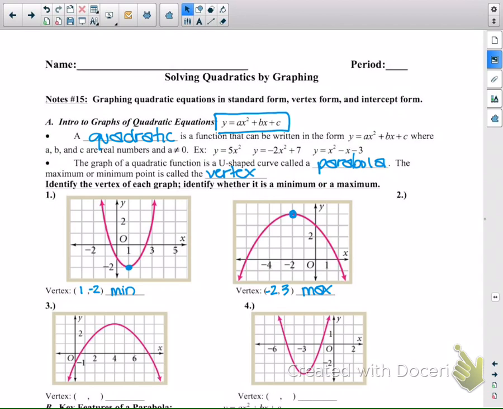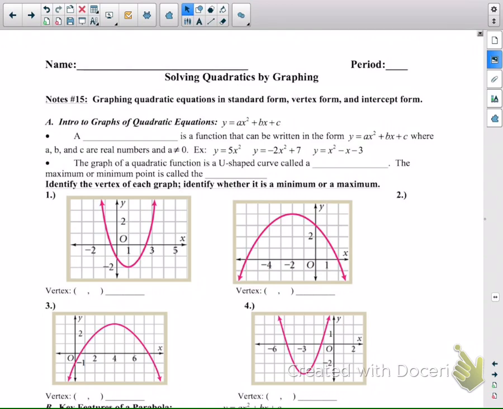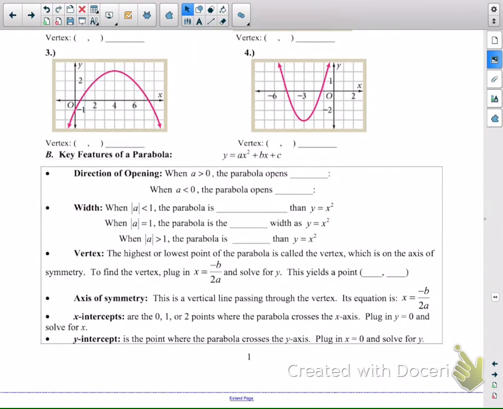All right, so key features at the bottom, things we need to be able to find on a quadratic. A couple things. When your a value is greater than 0, what does greater than 0 mean in math world? Positive. If your a is a positive number, the parabola opens up. When a is less than 0, or a negative number, the parabola opens down. In other words, in those two examples we just did, the first one would have a positive a value because it opens up. The second one would have a negative a value because it would open down. Okay?